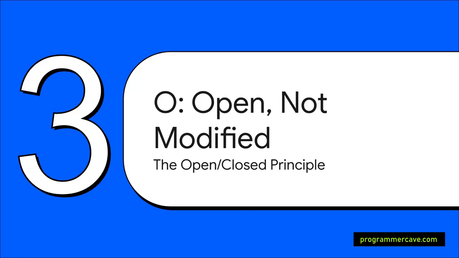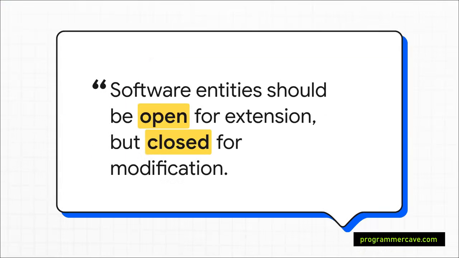All right, moving on to O for the open/closed principle. Now this one is a real game changer. It's all about how we can add new functionality to our systems without breaking the stuff that already works. So the official line is that software should be open for extension but closed for modification. That might sound a little weird at first. How can something be open and closed?